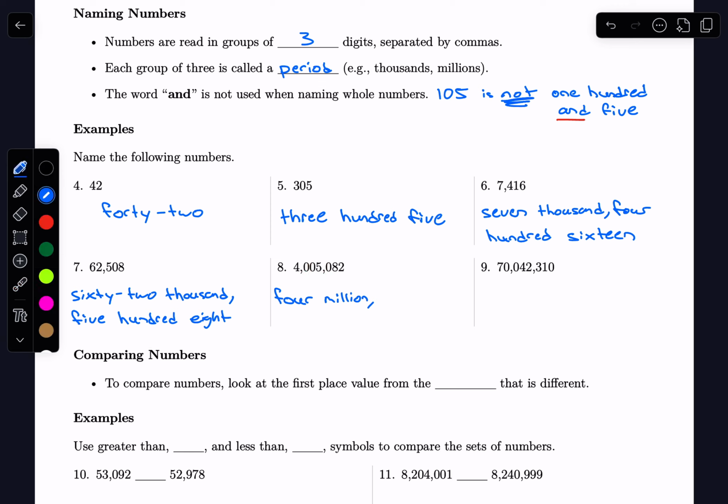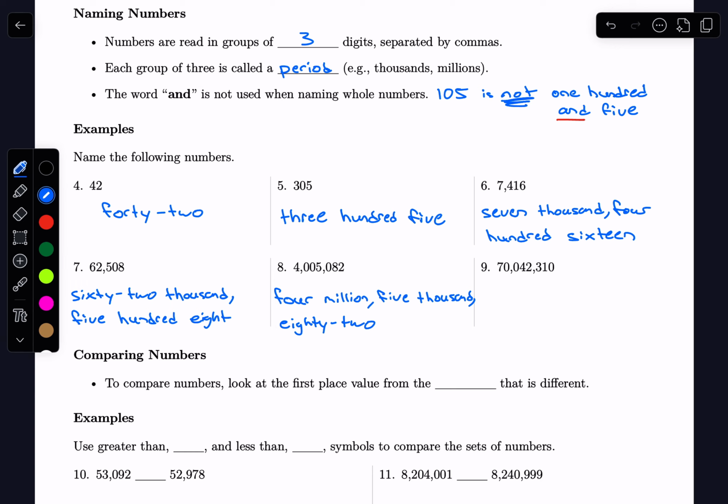All right. So we have 4,005,000 because we get to another comma. And the last 3 digits, 082, are just 82. So 4,005,082. All right, and notice the hyphen between the 80 and the 2.